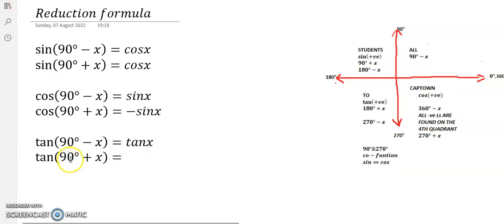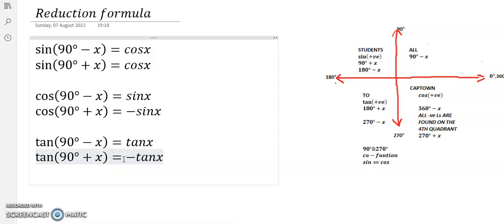We have tan of 90 degrees plus x. 90 degrees plus x is on the second quadrant, where tan is negative. Then we will have negative tan of x.